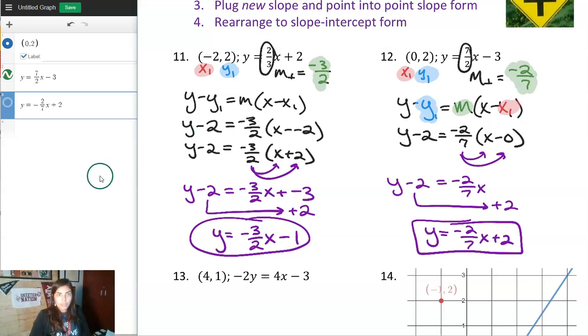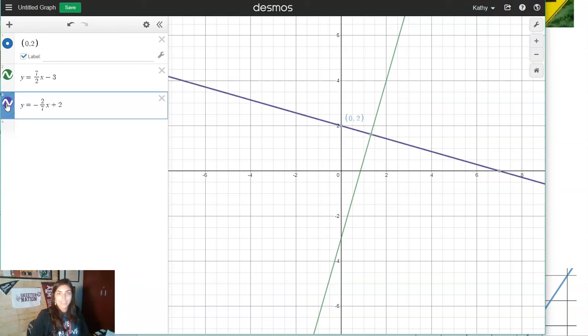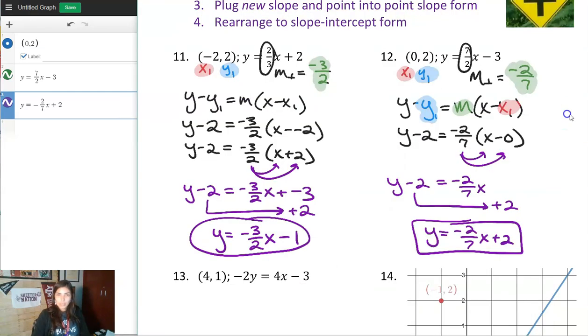Here's Desmos so I can visually tell that I got this right. Here's my coordinate point and the original line. If I turn this line on and it goes through that coordinate point and looks perpendicular, which means it meets at a right angle, we did it right. Woohoo! Fantastic.